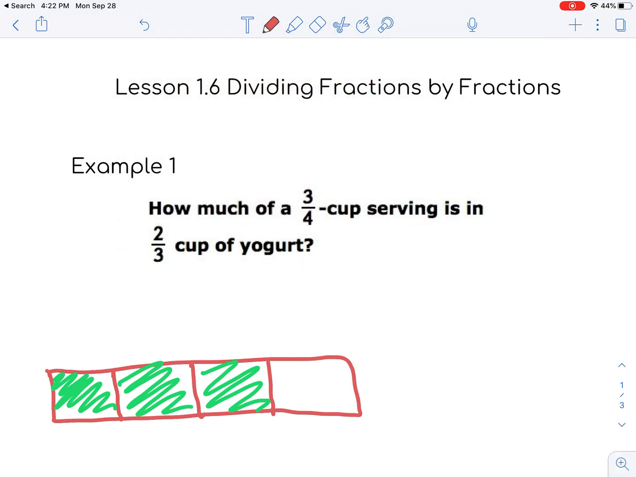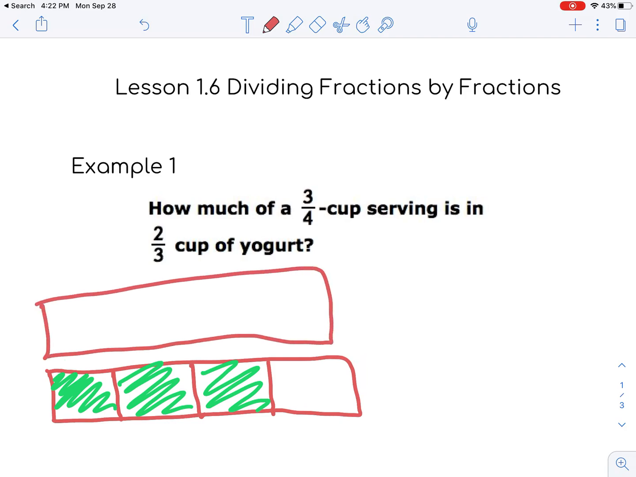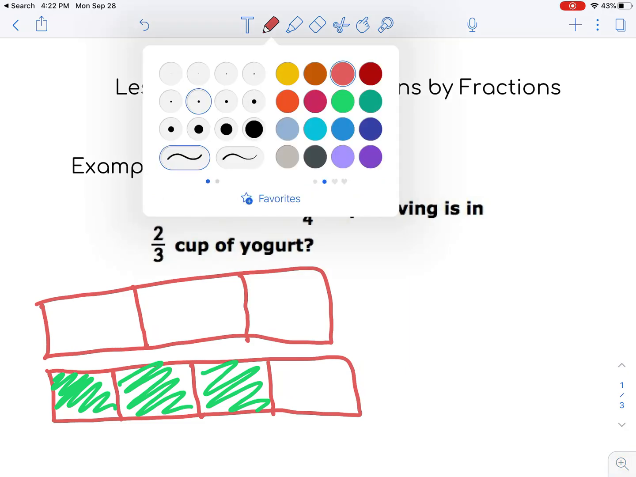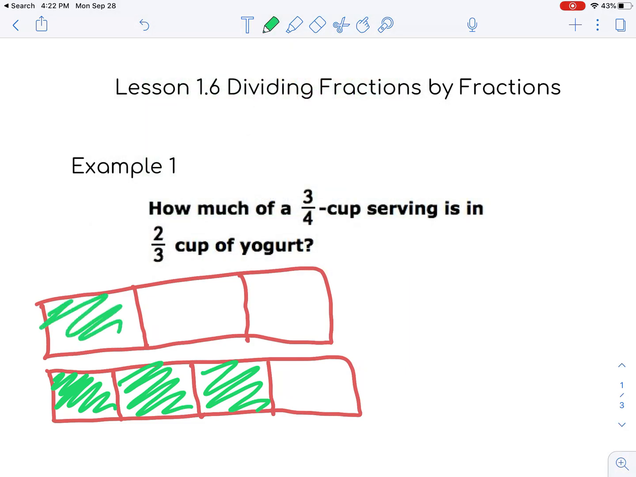The other model I want to represent is my 2/3 cup. So I'm going to go ahead and draw another whole. This time I'm splitting it into thirds instead of fourths. And I have 2/3, so I'm going to shade in 2/3. So this represents my 2/3 cup of yogurt, and the bottom one represents my 3/4 cup serving.